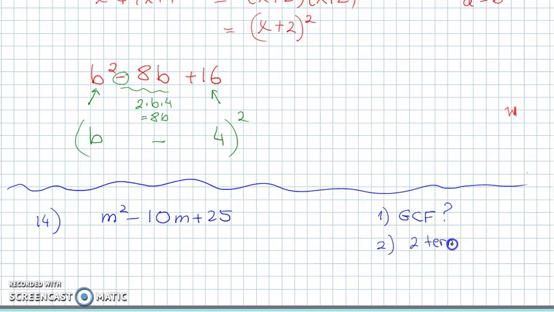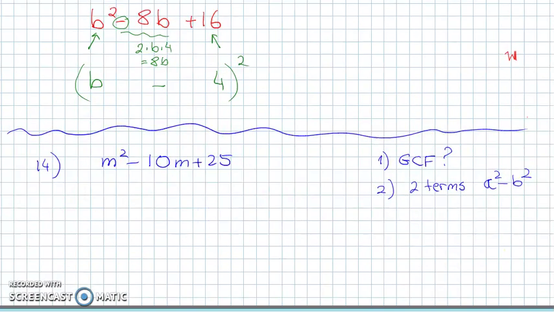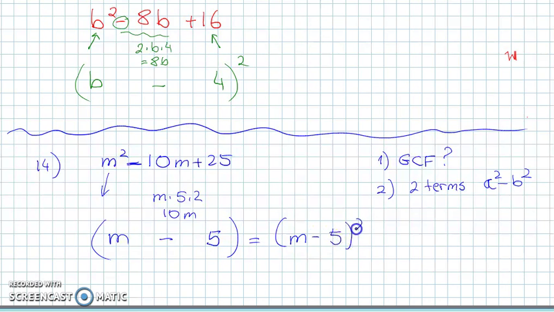Do I have here two terms that I can apply difference of squares? No, not really. I have three. So let me check if this is actually a perfect square. I'm going to check, is this a square of a certain number? Yes, of m. What about 25? Is this some number squared? Yes, it's 5 squared. Now the middle term, is it exactly the same as m times 5 times 2? So m times 5 times 2, that is 10m. It fits. So remember to copy this sign here, m minus 5. So my expression is m minus 5 squared.